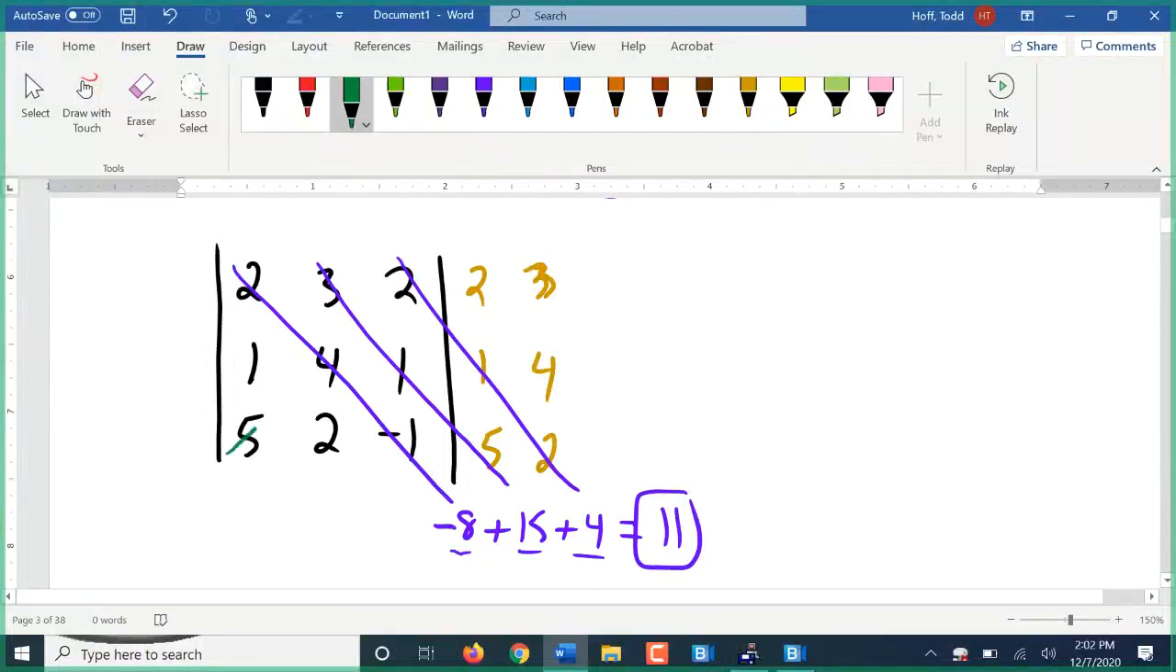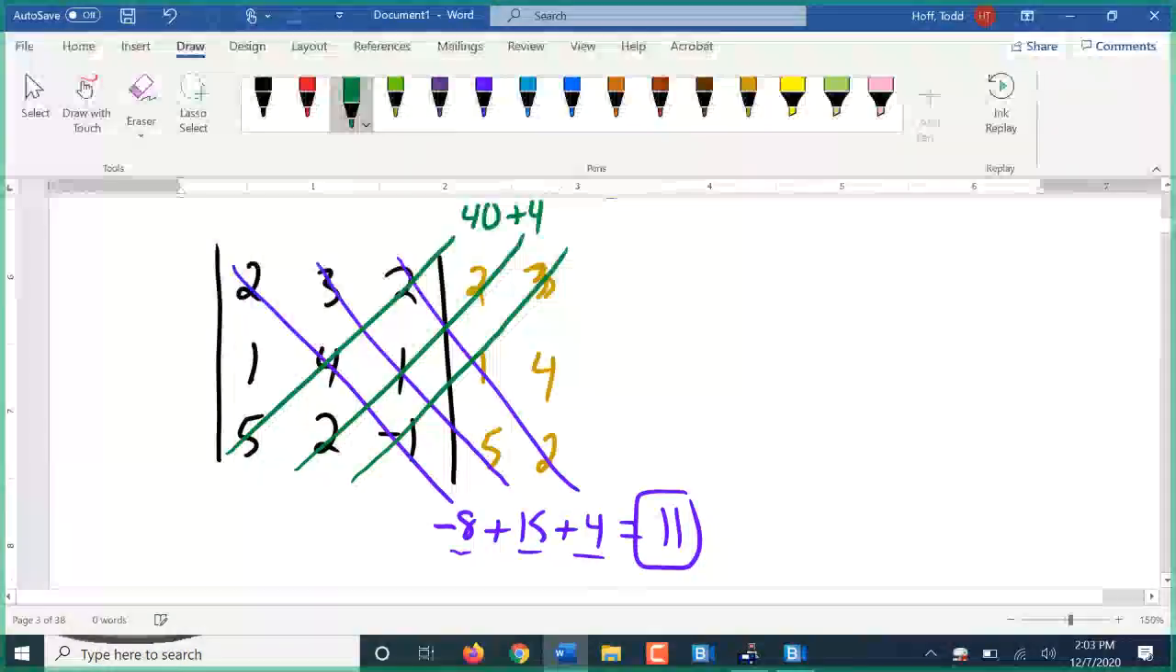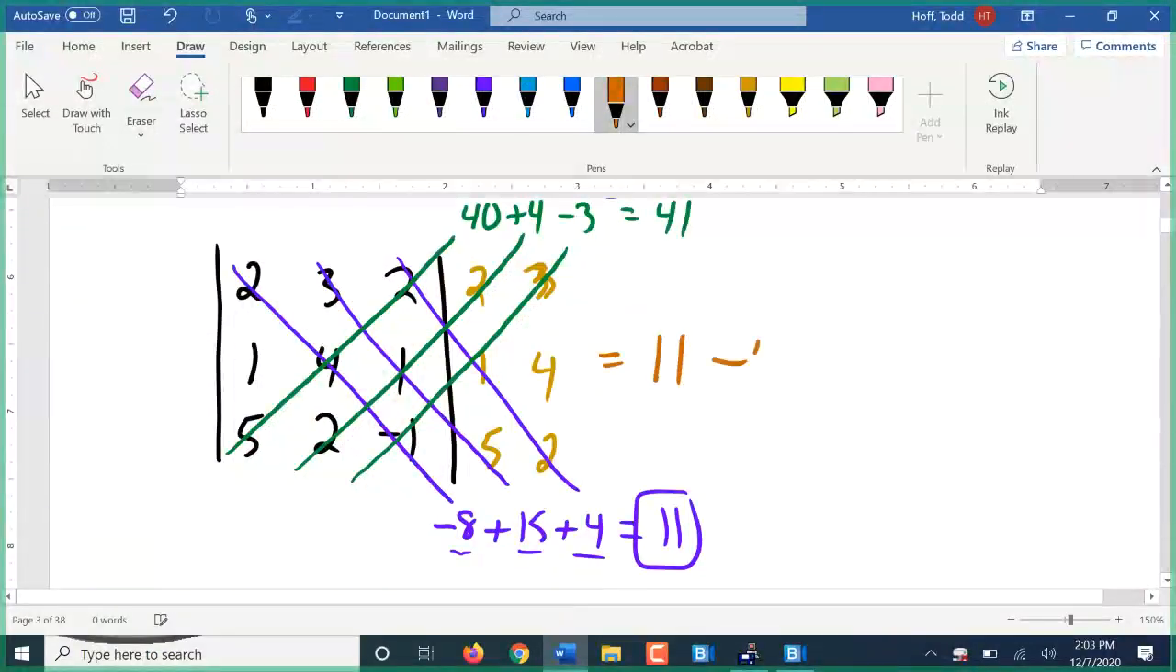Going up, I have 5 times 4 times 2, which is 40. 2 times 1 times 2, which is 4. And negative 1 times 3, which is a negative 3, which adds up to 41. So this determinant is 11 minus 41, which is a negative 30.